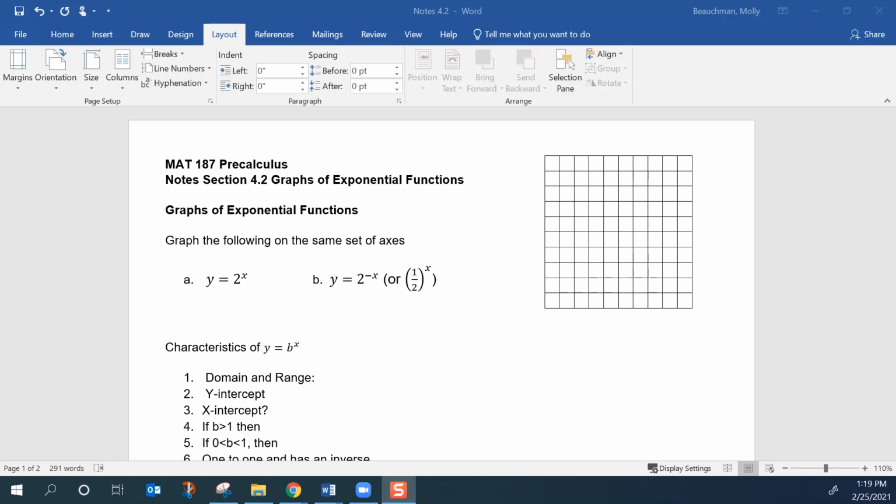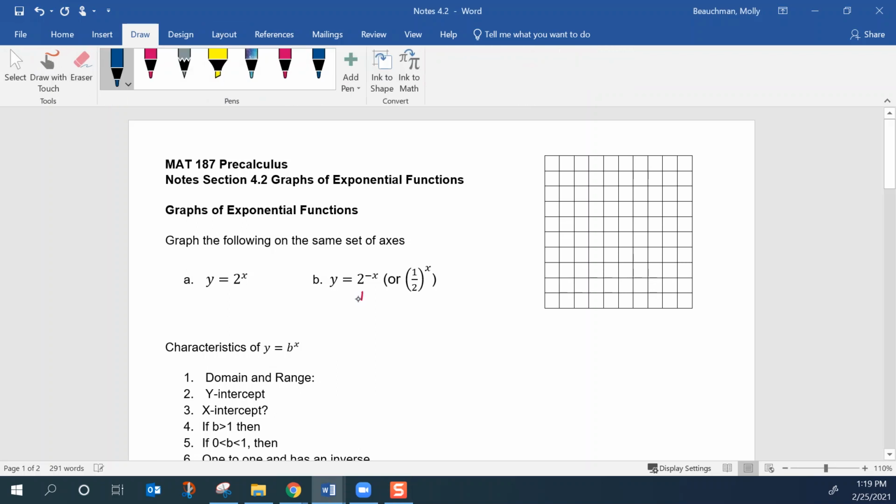In this video, we'll take a look at graphs of exponential functions. So if we graph the following on the same set of axes, we have y is equal to 2 to the power of x, and then y is equal to 2 to the power of negative x. Remember that negative powers make fractions. That would be 1 over 2 to the x, or 1/2 to the x.